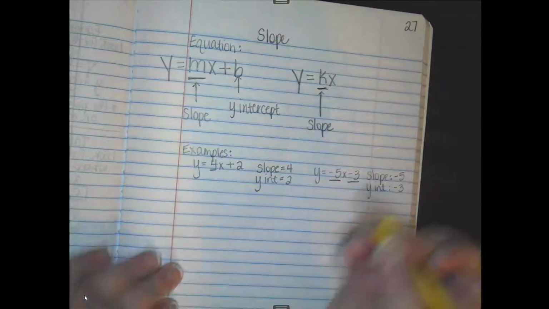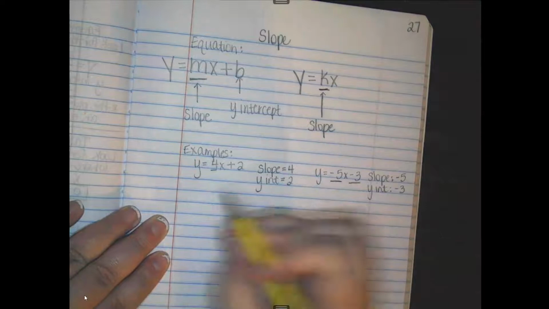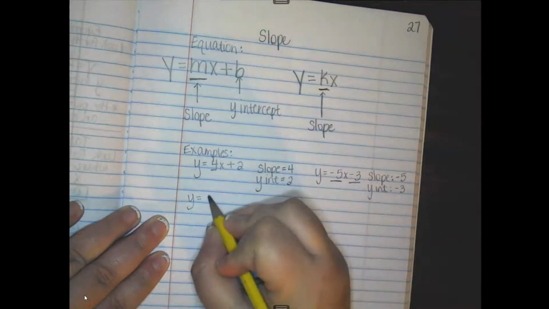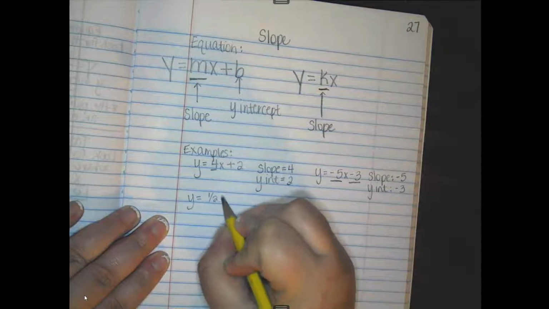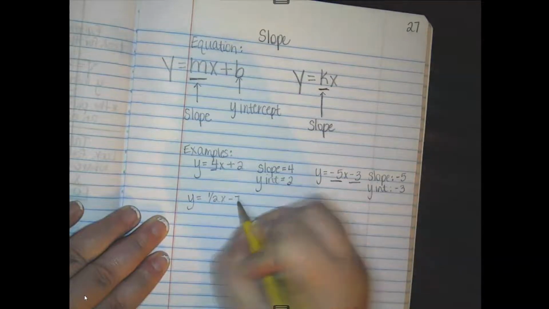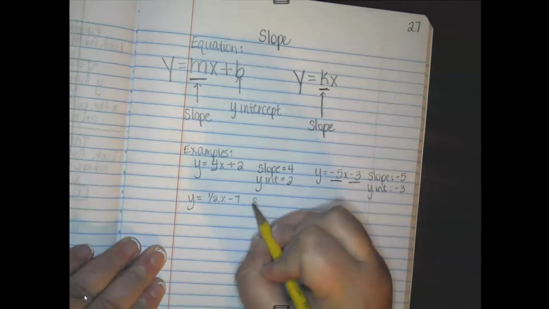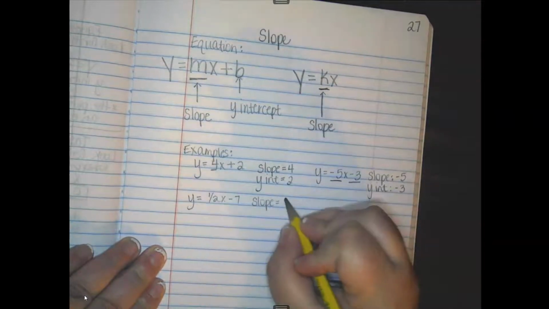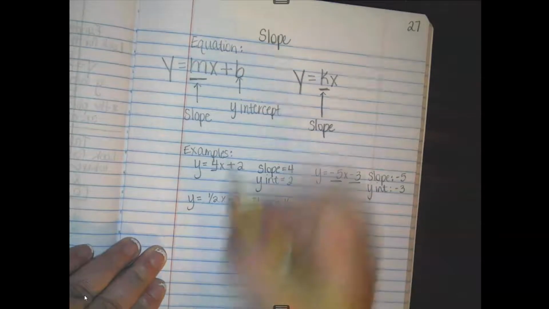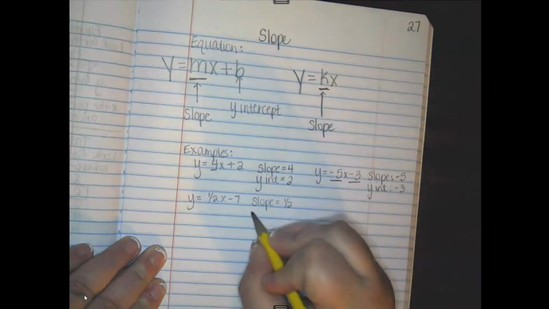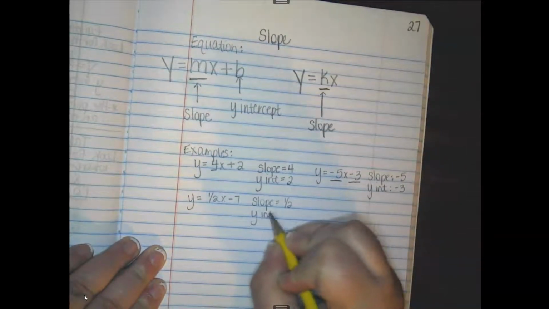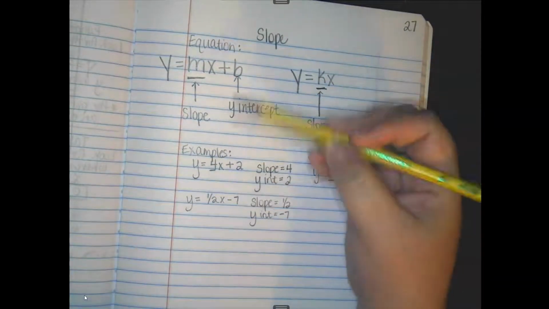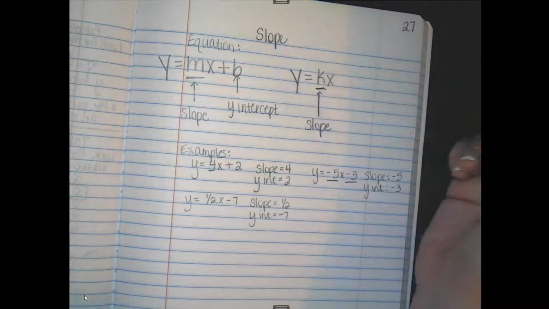All right, let's look at two more examples. Y equals 1/2 x minus 7. My slope is 1/2 because it's in that m spot. And my y-intercept is negative 7 because it's in the b spot. Bring my sign with it.